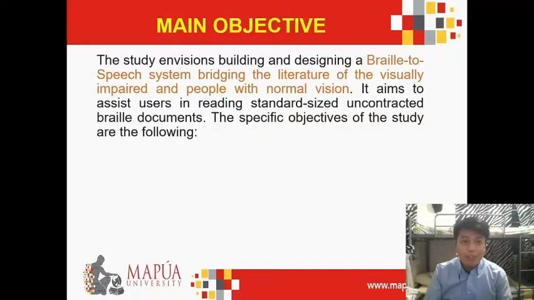So the main objective of our study is to envision building and designing a Braille to speech system bridging the literature of the visually impaired and people with normal vision. It aims to assist users in reading standard size uncontracted Braille documents. So the specific objectives of our study are the following.